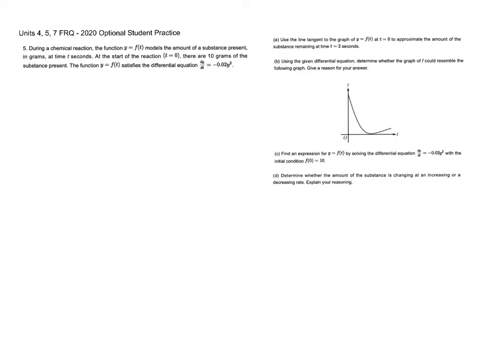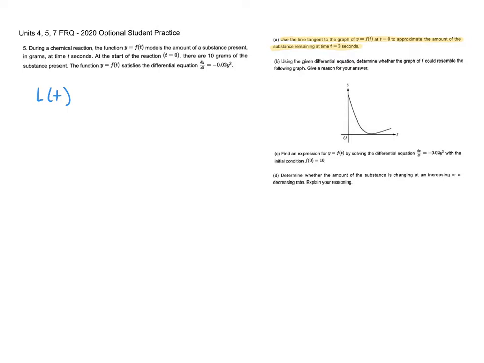For letter A, they ask us to use a tangent line to the graph of y equals f of t at t equals 0 to approximate the amount of substance remaining at time t equals 2 seconds. We typically call this a linearization. And so when we set up that linearization, it usually looks something like this.